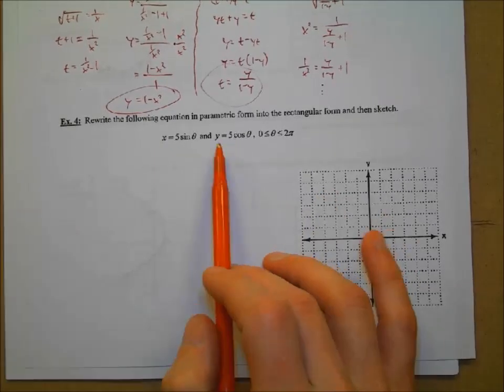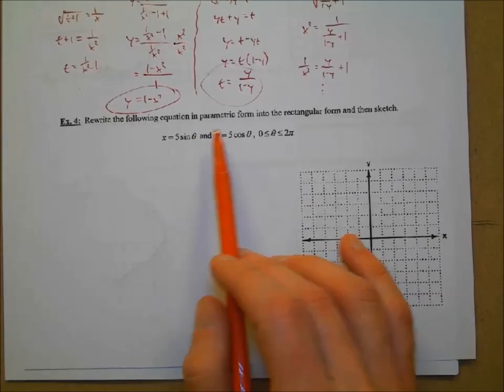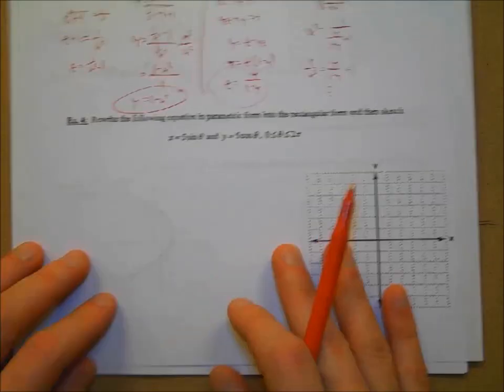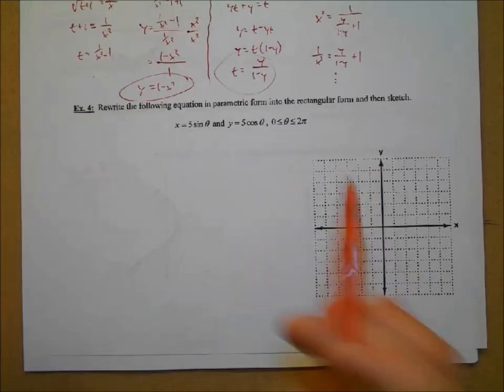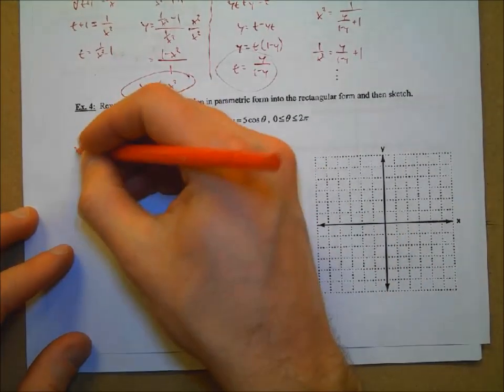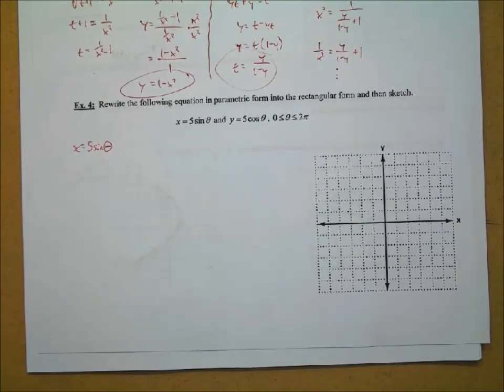Now you'll notice here, in this case, our parameter has changed. Our parameter is now theta. Okay? All right, but it's still just like t. Okay, just like t, we're going to use that. Okay, so let's just solve for the x here. So we'll say that x equals 5 sine theta. Okay, we'll get that theta by itself.